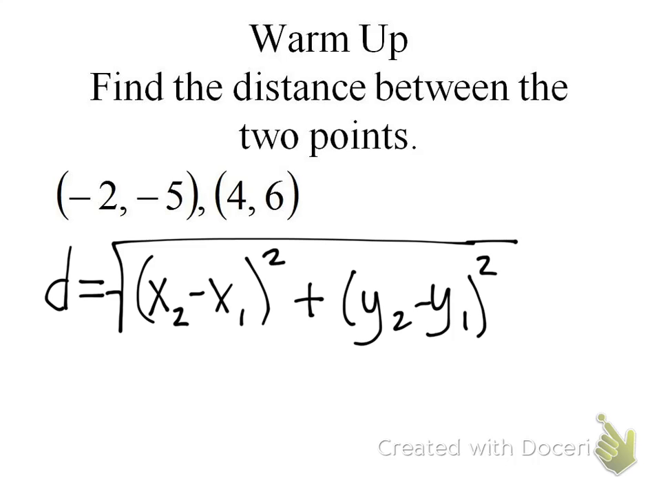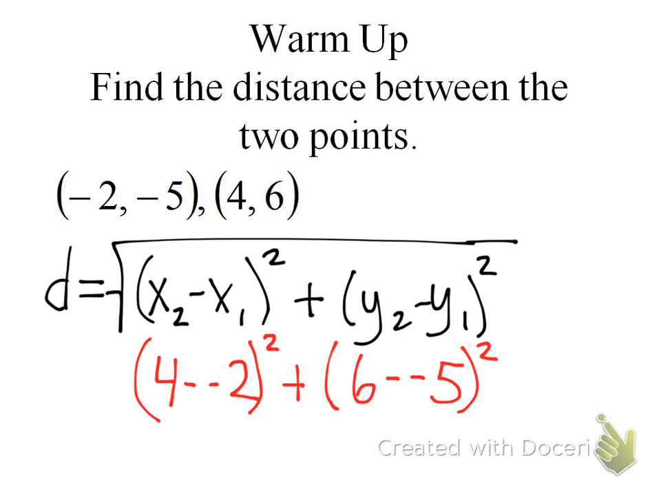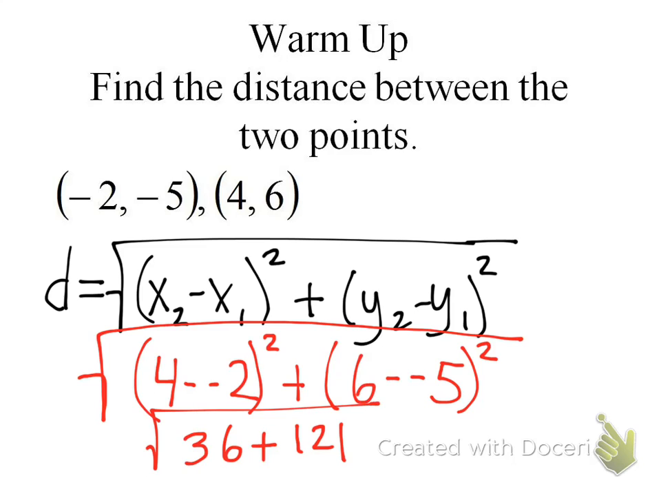Okay, good. So basically you just plug in what you know. So we're going to do 4 minus negative 2 squared plus 6 minus negative 5 squared, all under a square root. So that's going to give us 6 squared, which is 36. That's going to give us 11 squared, which is 121. What do you get when you add those together?